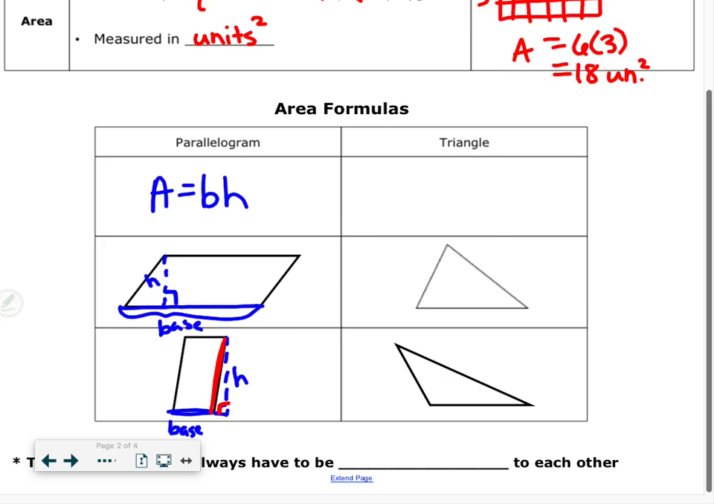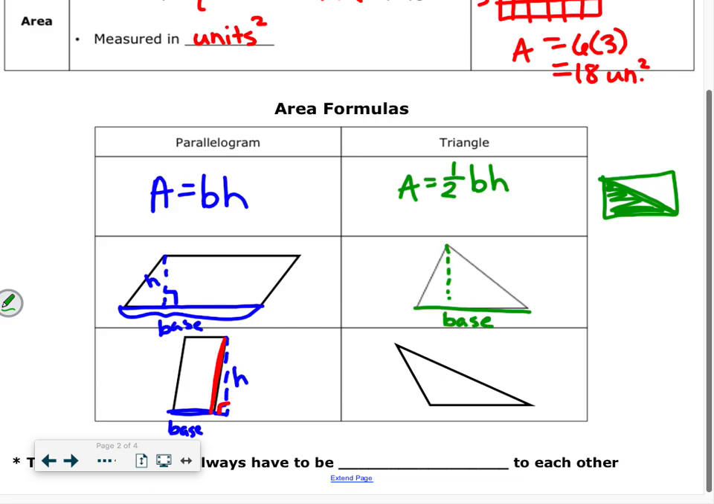As for a triangle, really a triangle is just taking a rectangle and taking half of it. So all we're going to do is take 1/2 base times height. For this triangle here, this part is considered the base. And then again, our height would have to be perpendicular, or create a right angle. So that's the height. And again, the height could be outside of the triangle.